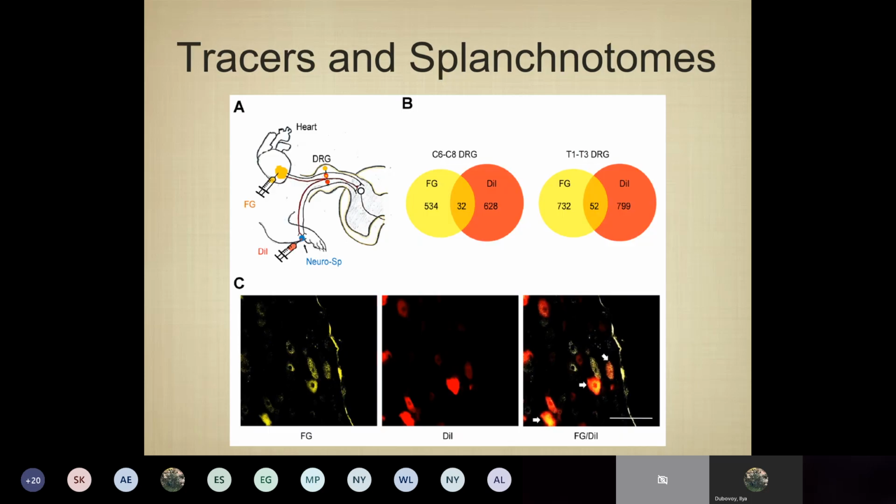Finally, and I think this is the icing on the cake of this study, which is so comprehensive, the researchers went ahead and injected retrograde neuronal mapping tracers into the neurogenic inflammatory spot on the hind limb and the apex of the heart. They used Fluoro-Gold in the heart and DiI in the neurogenic inflammatory spot, and they found that approximately 6% of neurons in the spinal cord actually overlapped for both tracers.